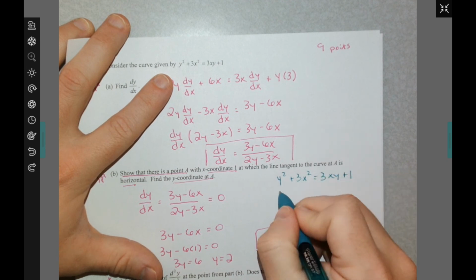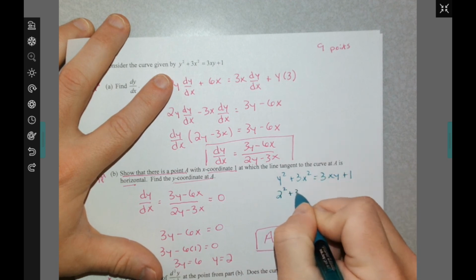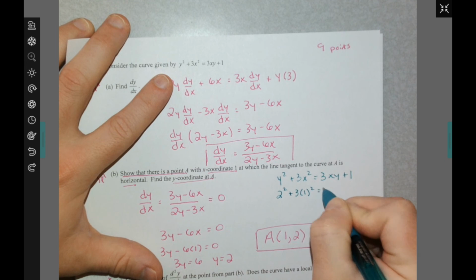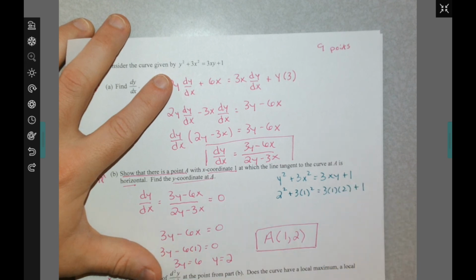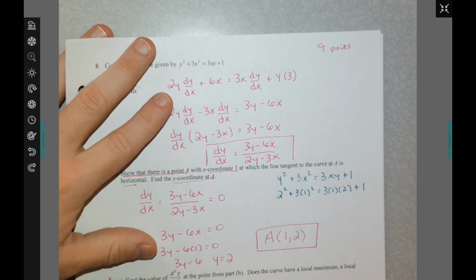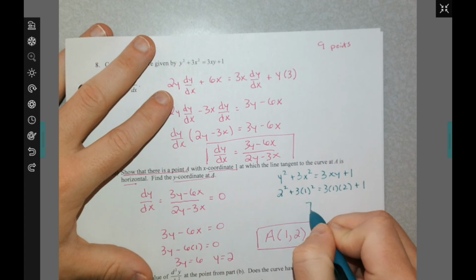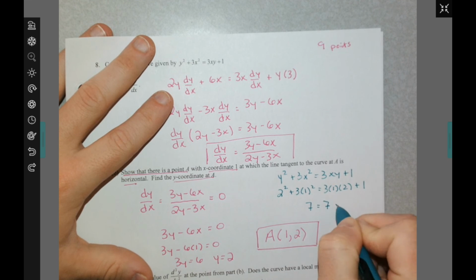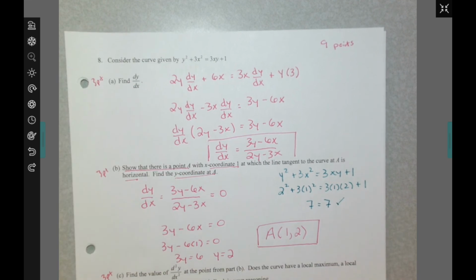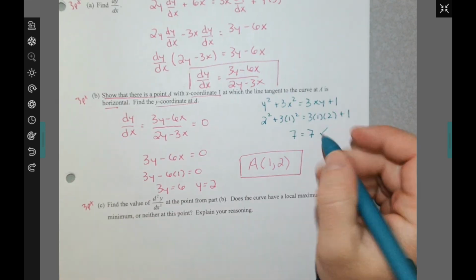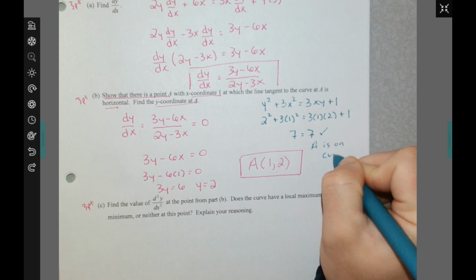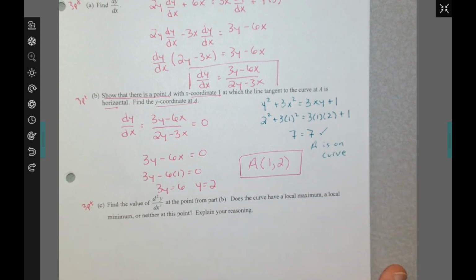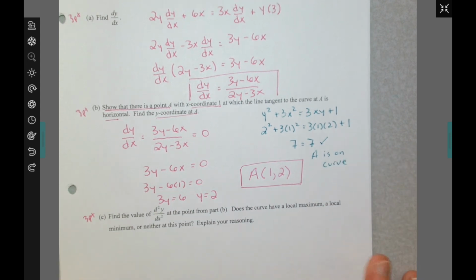And we're going to plug in. So you got 2 squared plus 3 times 1 squared equals 3 times 1 times 2 plus 1. And when we work it out, you're going to get 7 equals 7. So that actually shows us that A is on the original curve. Okay, so that works out. That would be a full 3 points.